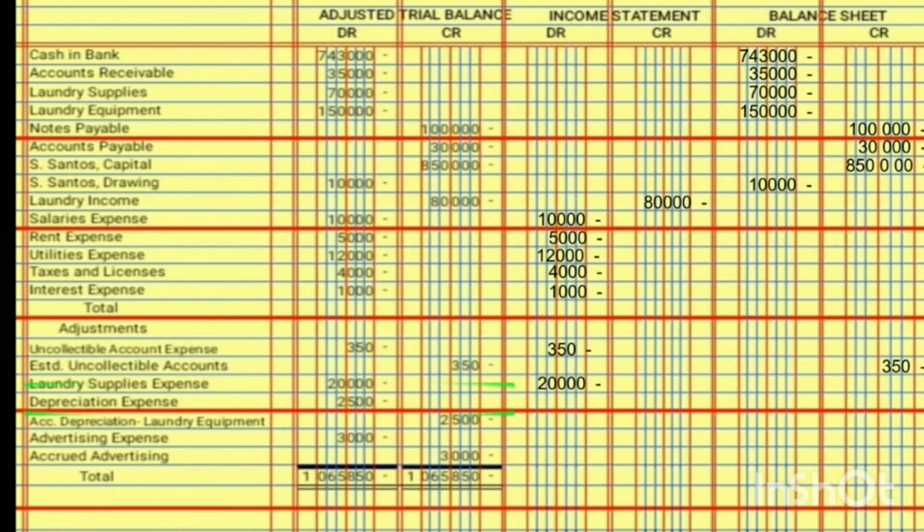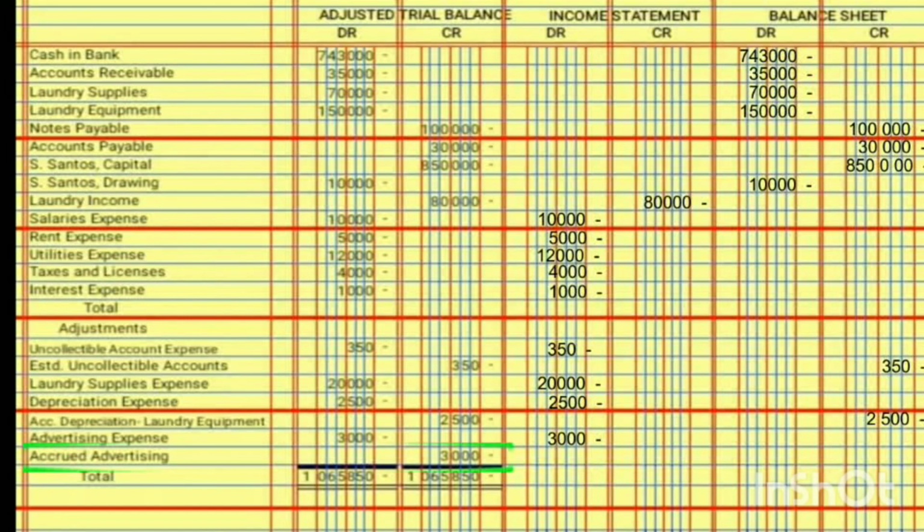We also have depreciation expense. So still, this is an expense account. So this will be extended here in the income statement column, debit. We have 2,500. Next, we have accumulated depreciation laundry equipment, 2,500 credit. So this is a contra asset account of the asset account laundry equipment. And since laundry equipment is a balance sheet account, that means to say that this accumulated depreciation is also a balance sheet account. So this will be extended to the balance sheet column, credit, 2,500.